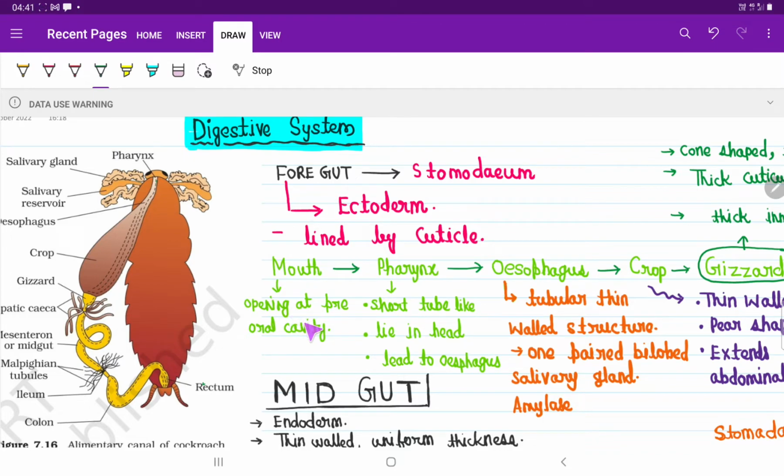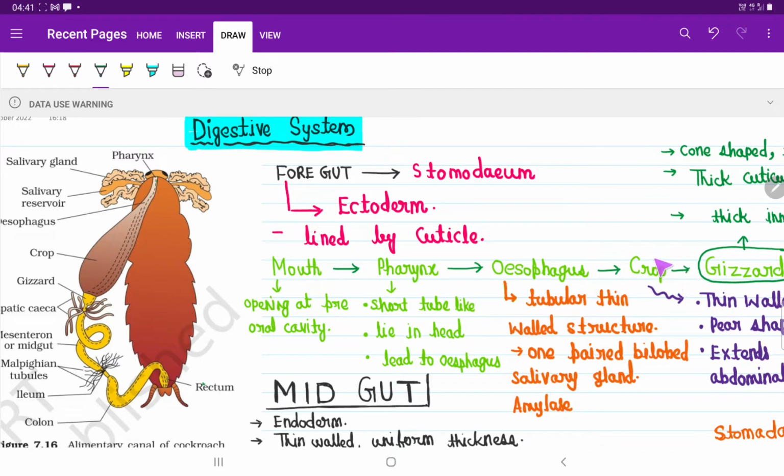Particularly if you see the mouth, it is the small opening at the preoral cavity. Then there is the pharynx. Pharynx is a short tubular structure that lies in the head, which leads to the esophagus. And then the esophagus is a tubular, thin-walled structure. A pair of salivary glands open into it, and these salivary glands secrete saliva, and that saliva has amylase enzyme for the digestion of starch.